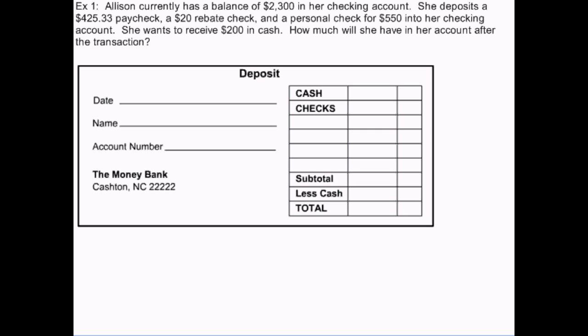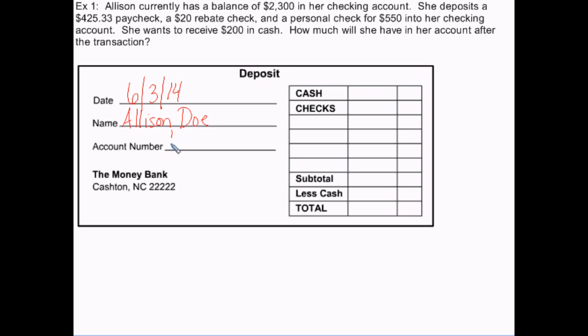Allison currently has a balance of $2,300 in her checking account. She is depositing a paycheck, a rebate check, and a personal check. She wants to receive $200 in cash, and we want to know how much she will have in her account after the transaction. Okay, to fill one of these out, we put in the date and her name, and we don't know her last name, so she's Allison Doe.